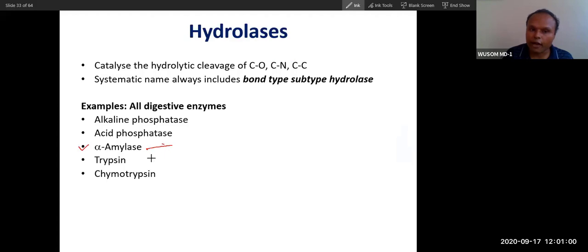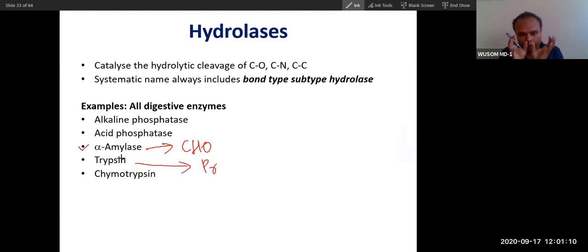So this alpha amylase actually breaks the bond of carbohydrate. Then trypsin is for protein. The amide bond, like the peptide bond of protein, will be digested again by utilizing water. So all these enzymes are hydrolases. Chymotrypsin is a digestive enzyme of the intestine secreted from the pancreas. It is also a digestive enzyme for protein. It is also a digestive enzyme for carbohydrate.